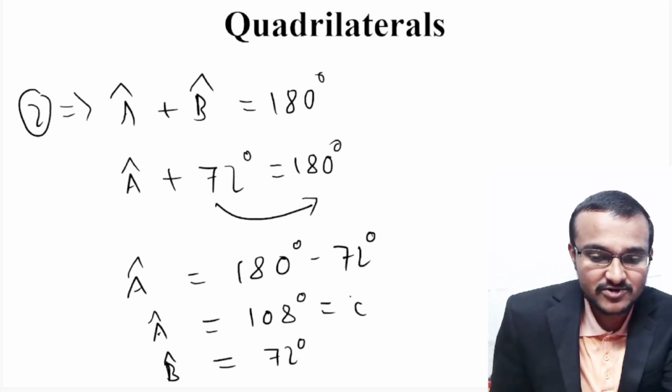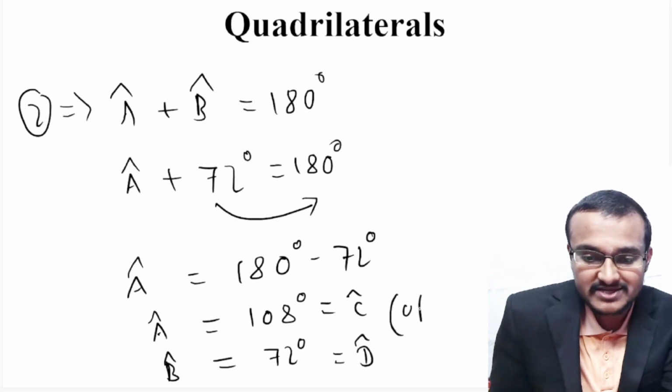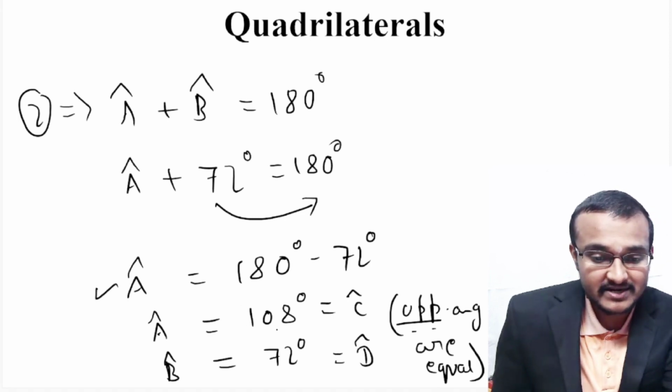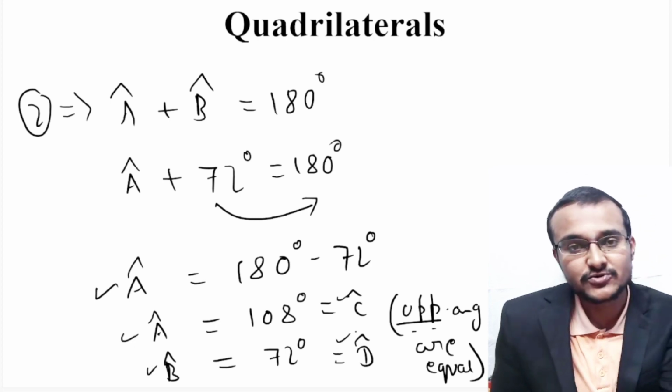Here A is actually equal to C and B is actually equal to D, since opposite angles are equal in this particular parallelogram. So opposite angles are equal in parallelogram. So the answer for this particular fifth question is A is actually equal to 108 degree, B is actually equal to 72 degree, C is 108 degree and D is 72 degree.